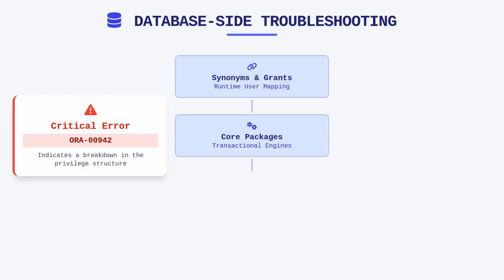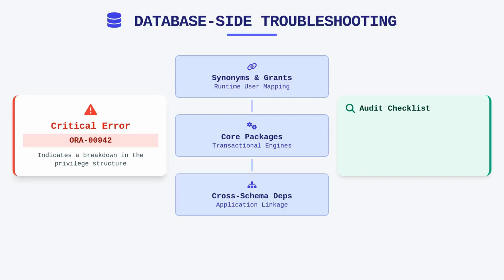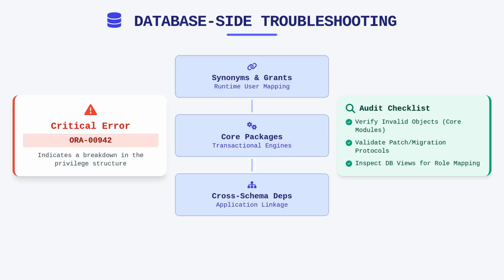When the database dictionary indicates that a package is valid, but the application reports an execution error, look toward the cross-schema dependencies. If a recent patch application failed, or a migration protocol was improperly executed, the link between the application code and the database dictionary might be severed. Always examine the state of invalid objects, particularly those associated with the core banking modules, as these are frequently the culprits when global functions stop responding.